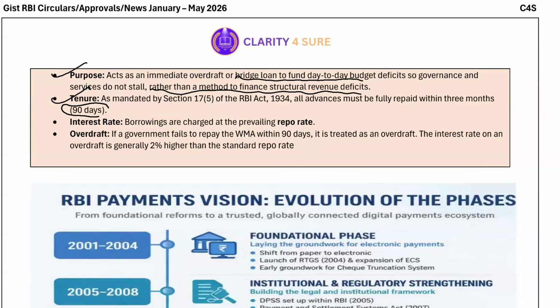Interest rate: borrowings are charged at the prevailing repo rate. Overdraft: if the government fails to repay the WMA within 90 days, it is treated as an overdraft. The interest rate on overdraft is generally 2% higher than the standard repo rate. Is it clear? This is all about the news.